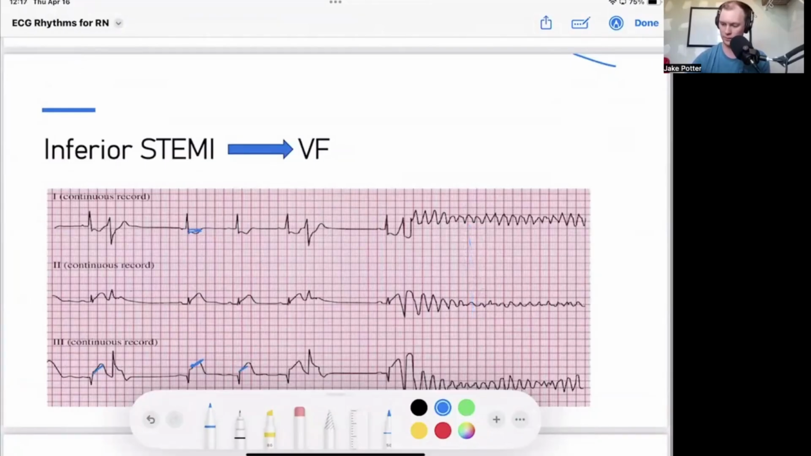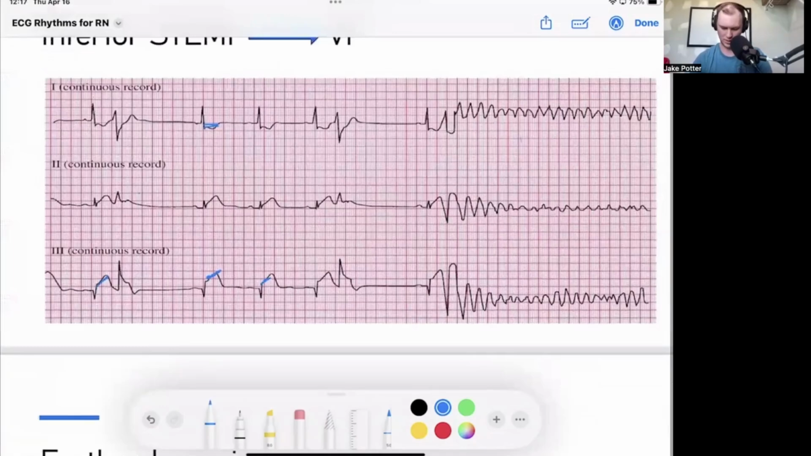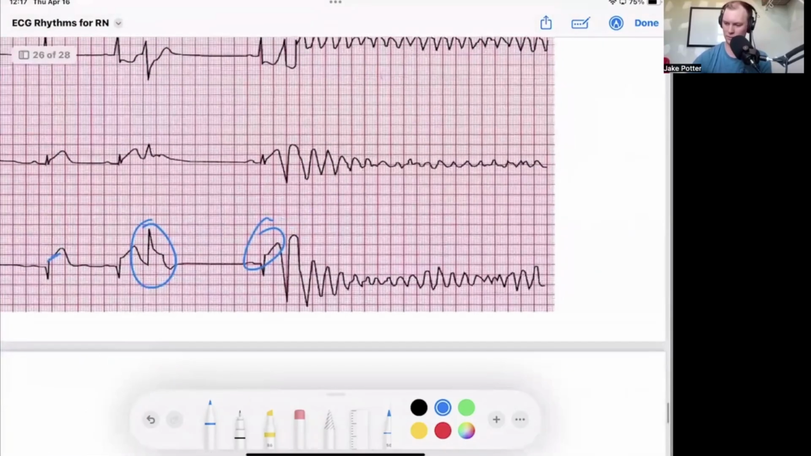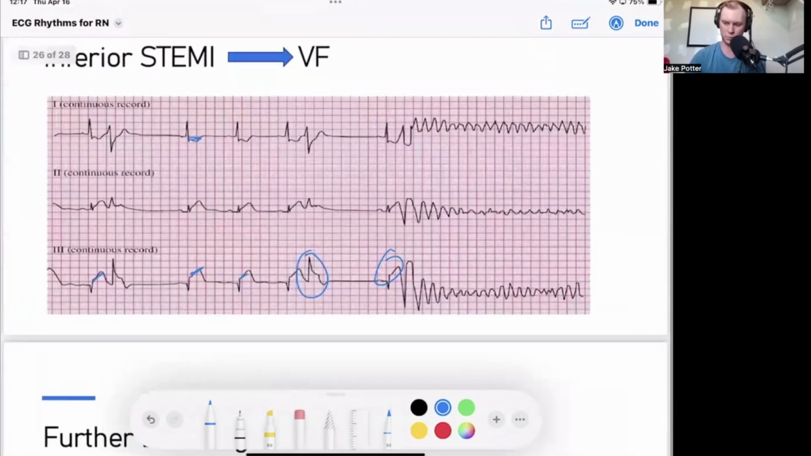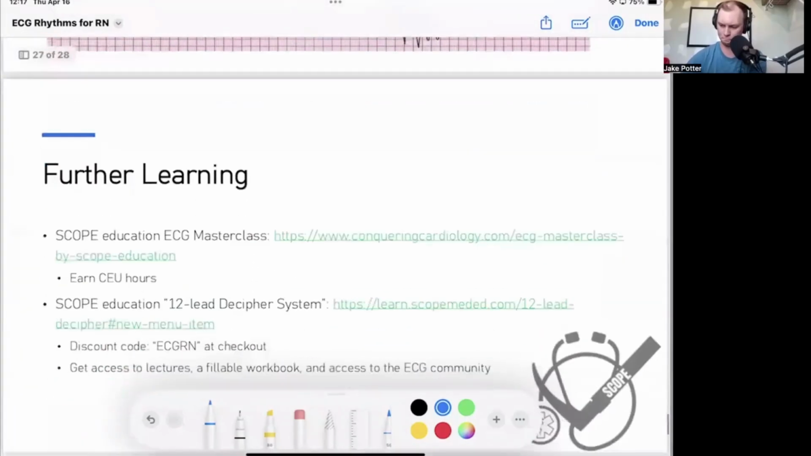And this is one I found on the internet. It doesn't happen often, but you'll get this STEMI. Then you have this big PVC right here, another PVC, and then the patient goes right into VFib. So you see this in real time. I just thought this was really cool. It gives you an example of multiple different rhythms, kind of an example of a 12 lead, but not really. So inferior STEMI into VFib. It's a really cool thing to see because it doesn't happen often.